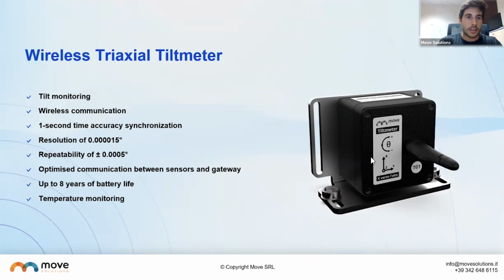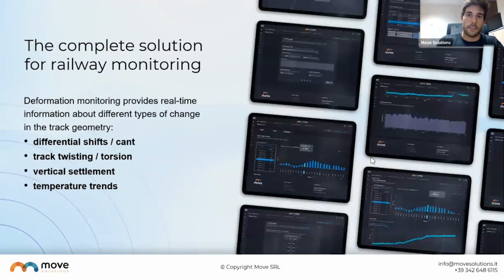Of course, the tilt meter can always provide a temperature parameter, which is true of our entire system. Every single sensor samples the temperature alongside the actual measure that we are measuring with that sensor, and we always show it on the platform. But let me just go straight to the tool.